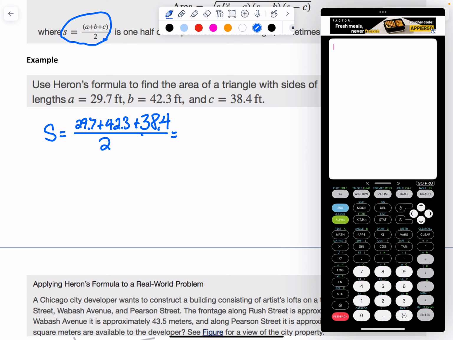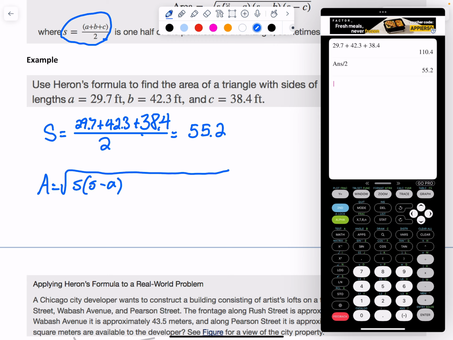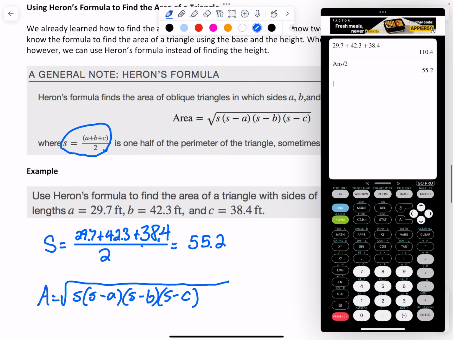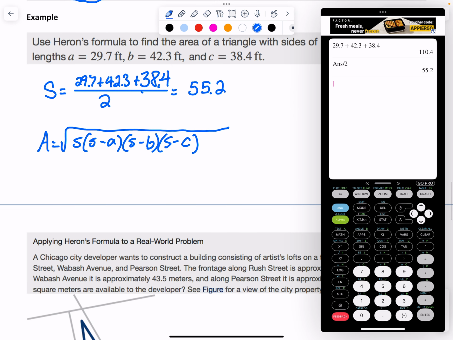All right, so I'm going to add 29.7 plus 42.3 plus 38.4, add all those up, divide by 2, and I get 55.2. Now, to find the area, it's the square root of S times S minus A times S minus B times S minus C. So it's the S and then each S with each side subtracted off.